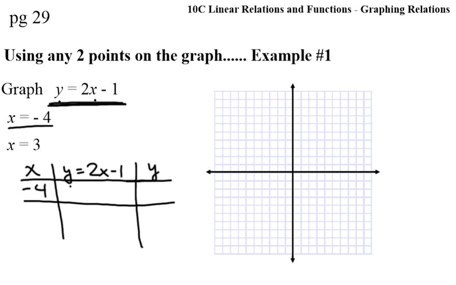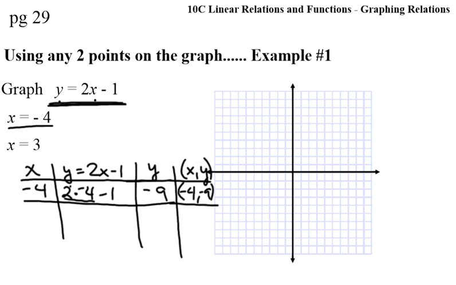How do we come up with the y value? 2 times negative 4 minus 1. 2 times negative 4 is negative 8. Negative 8 minus 1 is negative 9. So we have our first point. Table of values lends itself to an ordered pair. So our first ordered pair is negative 4, negative 9. On my Cartesian grid, negative 4 from the origin is 4 to the left and 9 down. There's our first point for the relation y equals 2x minus 1.